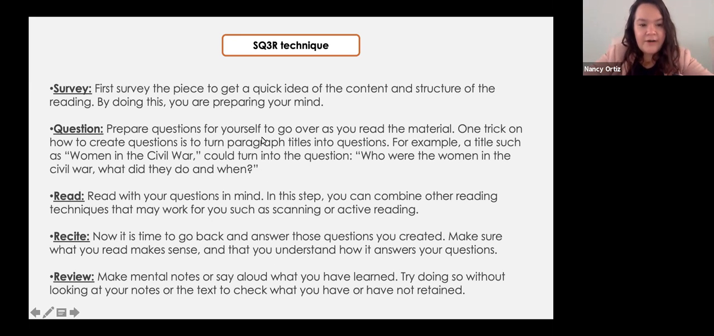Step 4, recite. It says, now it's time to go back and answer those questions you created. Make sure what you read makes sense and that you understand how it answers your questions, okay? Now recite doesn't mean you have to start talking while you do the exam. It means answer your own questions.